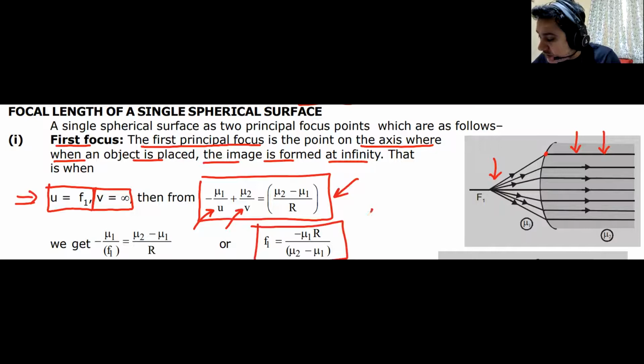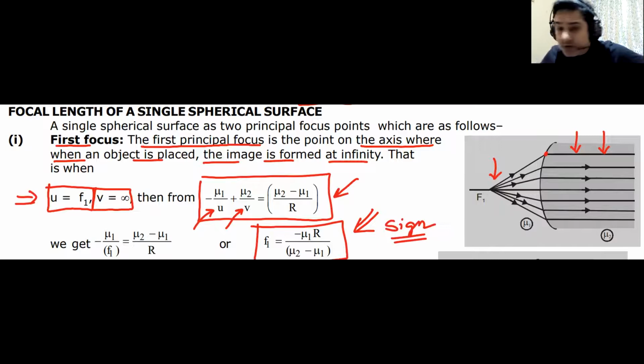This is the shortcut for the first principal focus, and this shortcut says that f1, the first principal focus, is minus mu1 r divided by mu2 minus mu1. Remember, this formula has to be applied with sign convention. Therefore, for a convex surface, radius of curvature is positive. This focal length will become positive or negative depending on mu2 minus mu1. It can be positive, it can be negative as well.